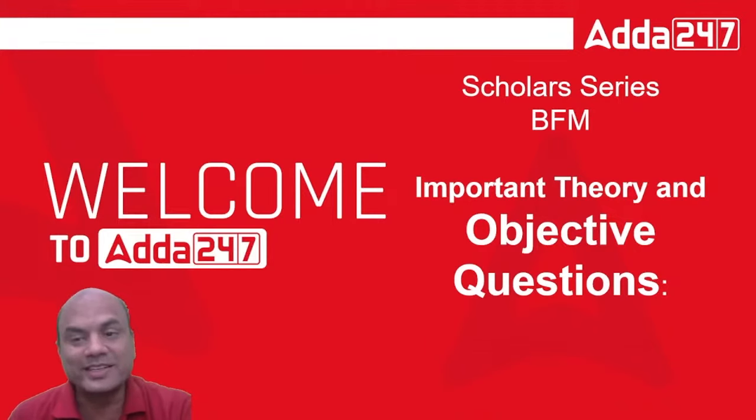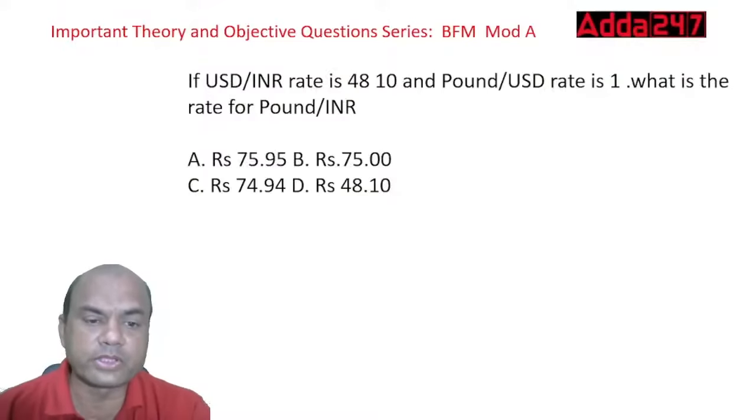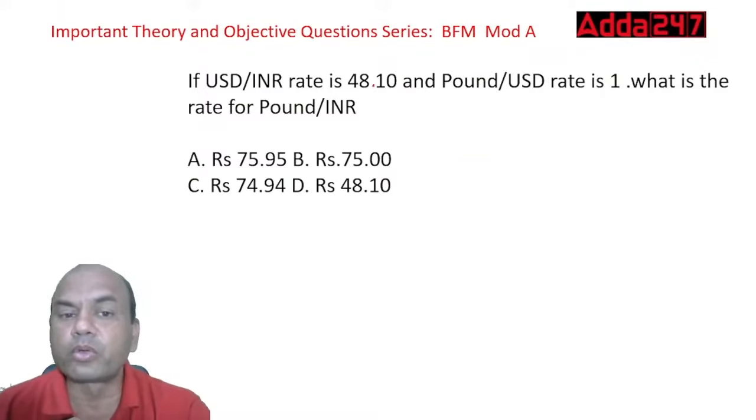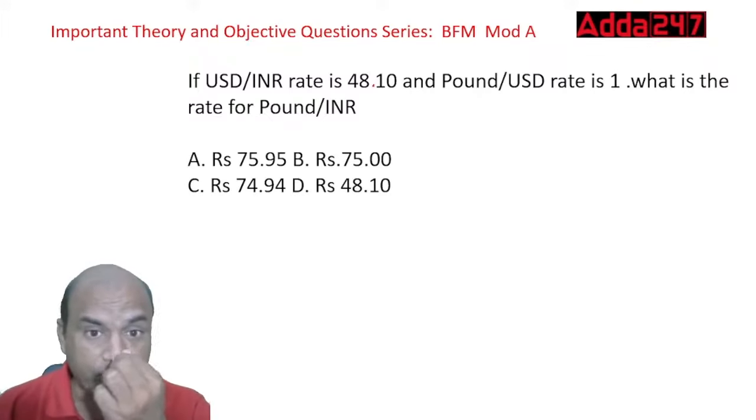Okay, let's start. If USD to INR rate is given as 48.10 and pound to USD rate is given as 1, what is the rate of pound to INR?